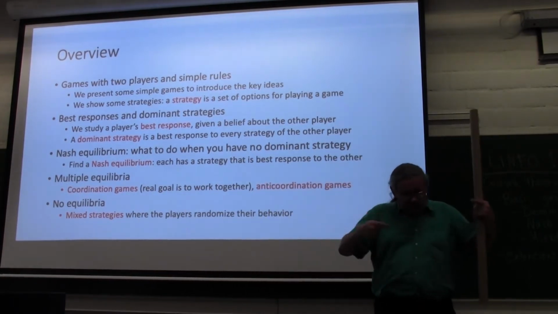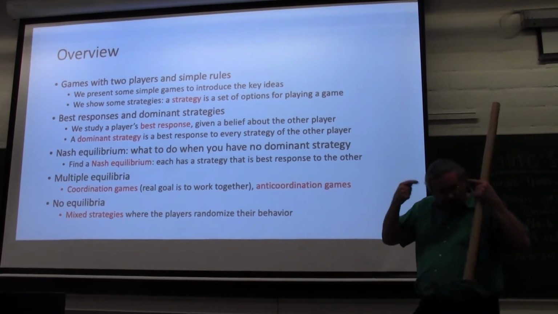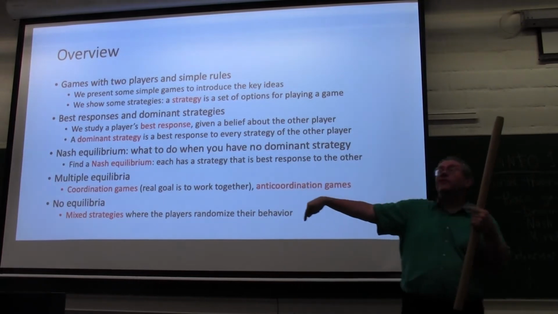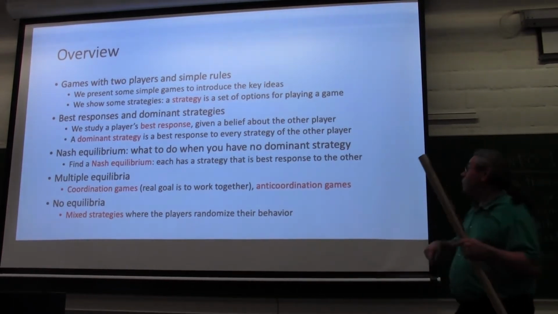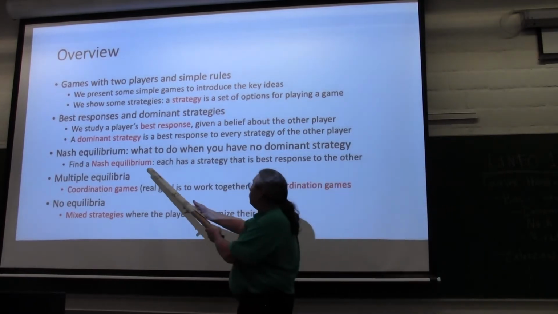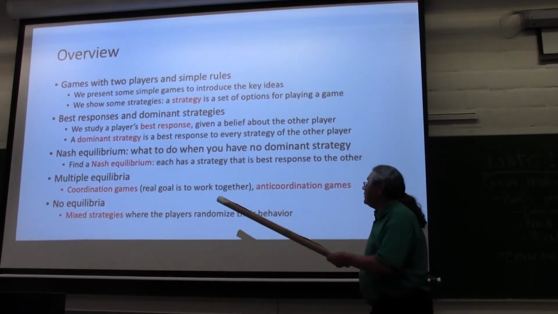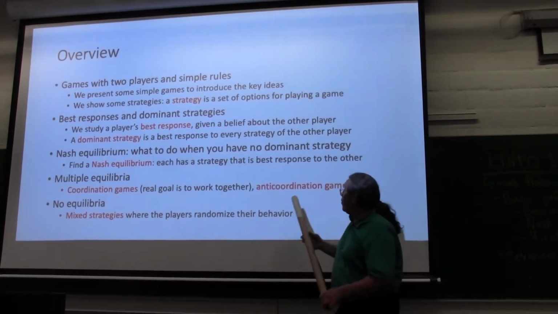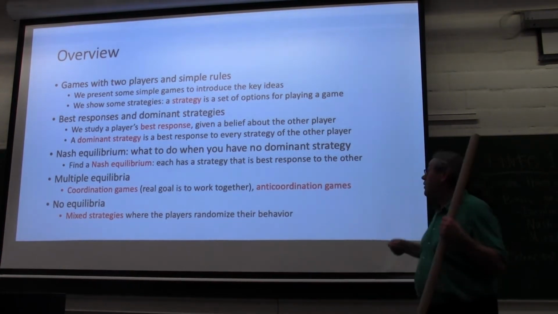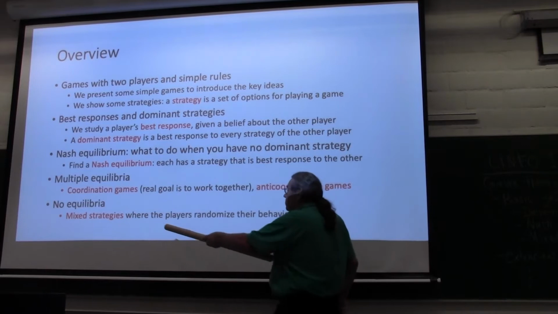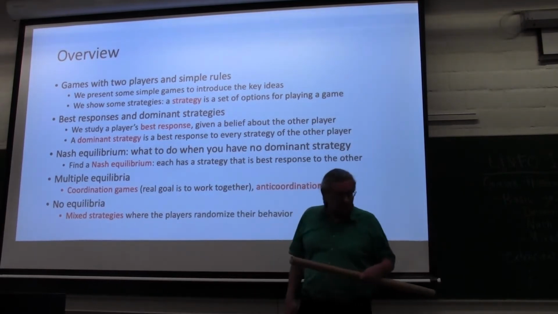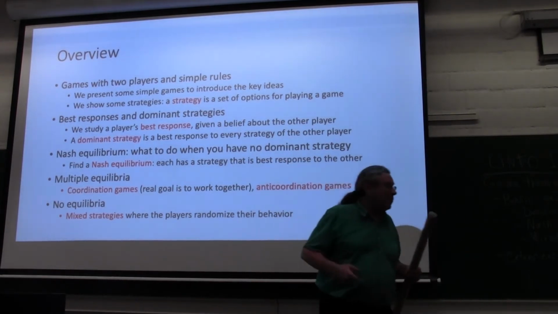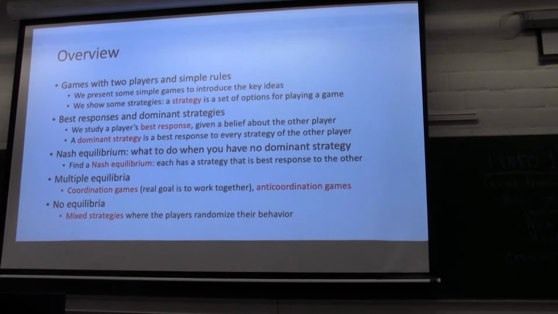Somehow each player thinks about what the other player does, and they each have the best response to the other, and the other has the best response to me. That's called Nash Equilibrium. It's a little bit more complicated. And finally, we'll see many examples. Coordination games, so the goal is to work together, or anti-coordination, when they're like enemies. Okay? And sometimes people have to randomize. There's no simple strategy. You have to pick some random number. Okay? So that's kind of what we're going to see.